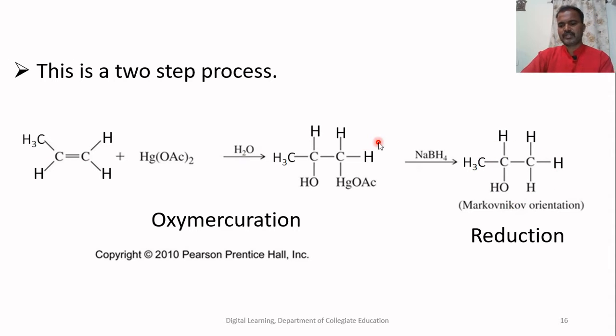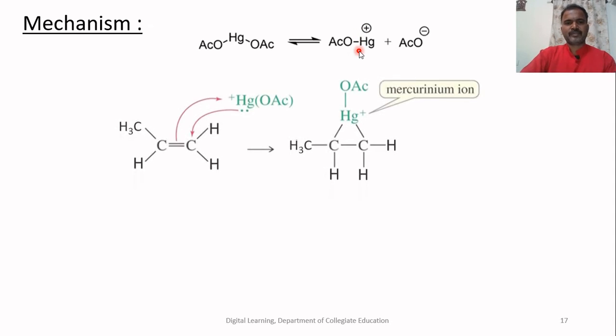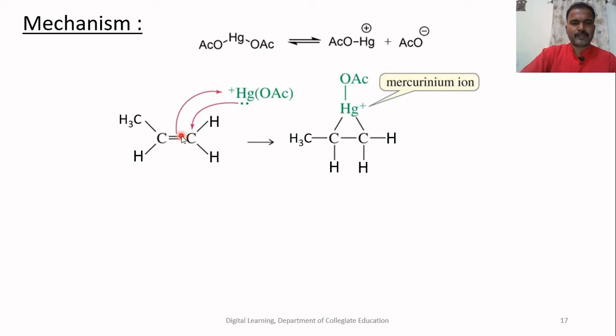Then how does this reaction proceed? Let us consider the mechanism. In the first step, the mercuric acetate dissociates to give a mercuric cation and an acetate ion. The mercuric cation formed is very electrophilic in nature and gets attacked by the multiple bond. Here I have taken an alkene. The pi electrons of the multiple bond attack the mercuric cation and it forms an intermediate.